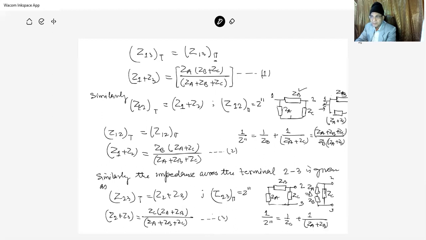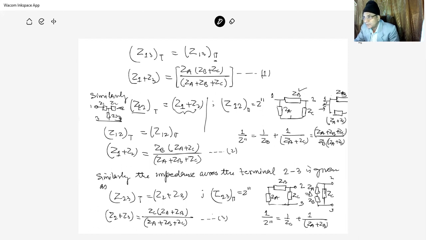Similarly, from terminal 1 and 3 and terminal 1 and 2, in case of the T network, this is the T network with terminals 1, 2, 3. So Z1, Z2, and Z3. For the 1 and 2 network, the value is Z1 plus Z2, because 3 is open. This is the T network.